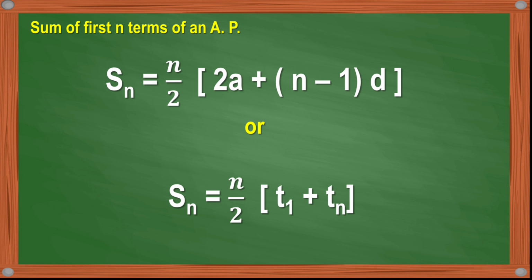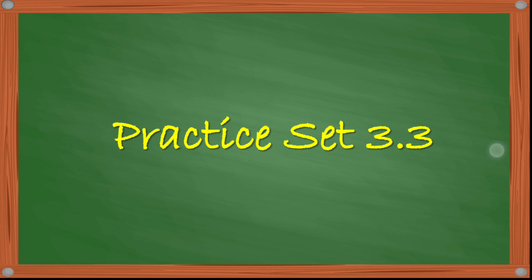So we'll revise the formula once again. Sn = n/2 (2a + (n - 1)d), or Sn = n/2 (first term, that is t1 or a, added to the last term, that is tn). So let us see practice set 3.3.